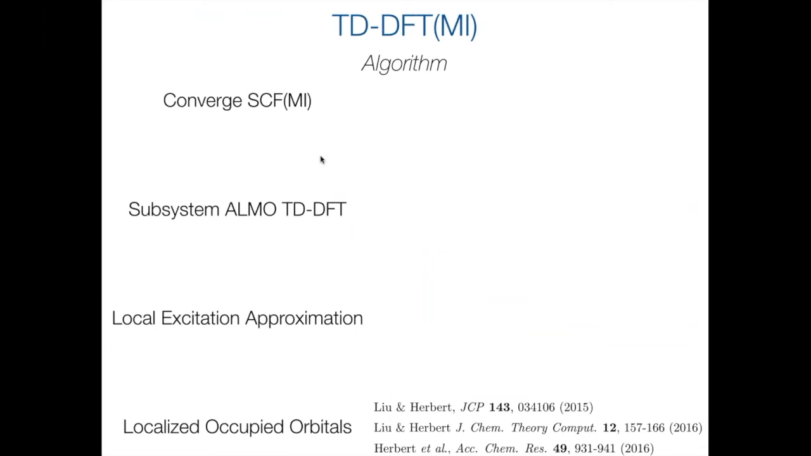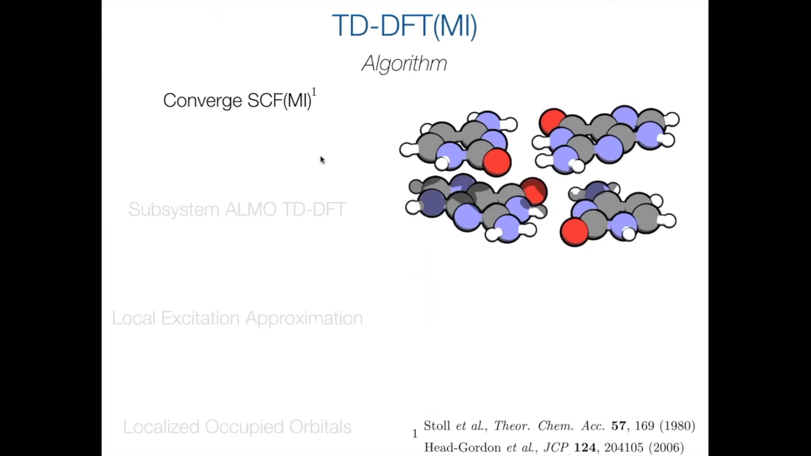We can break this algorithm down into 4 steps. So first is to converge the SCFMI, and this is the namesake of this method. SCFMI was invented by Stoll back in the 80s and was more recently implemented in QChem by the Head-Gordon group. And this is a fragment method.